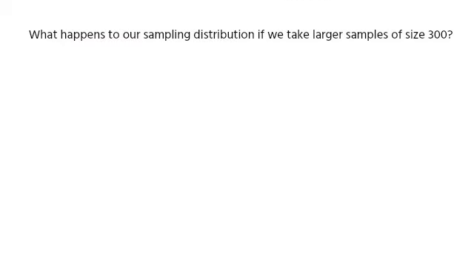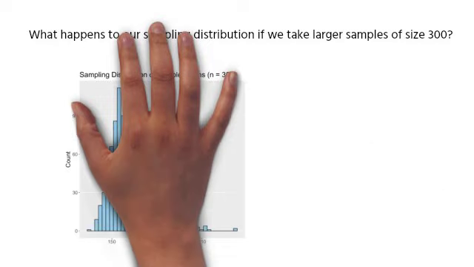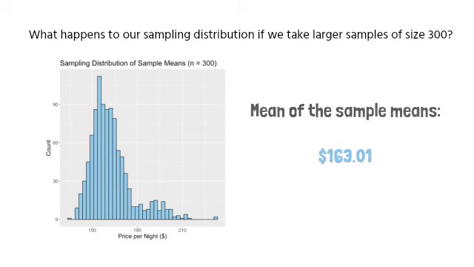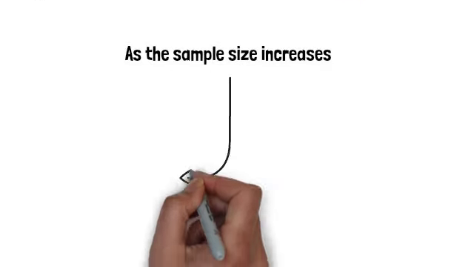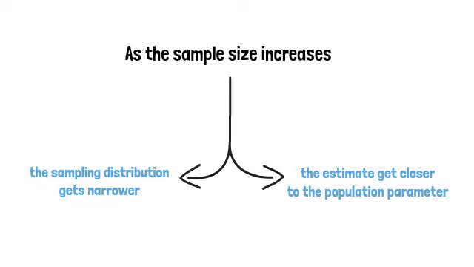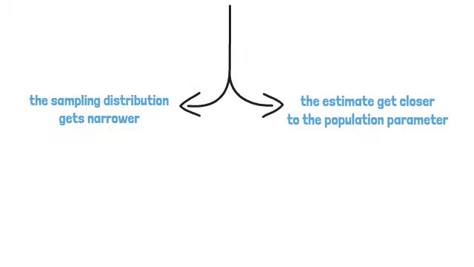What happens to our sampling distribution if we take larger samples of, say, size 300? The sampling distribution becomes even more bell-shaped and is less spread out. Now, if we compute the mean of the sample means, it actually equals the population mean. So, as the sample size increases, we notice two main things. The sampling distribution gets narrower, and each sample is more likely to have an estimate closer to the true population parameter we're trying to estimate.